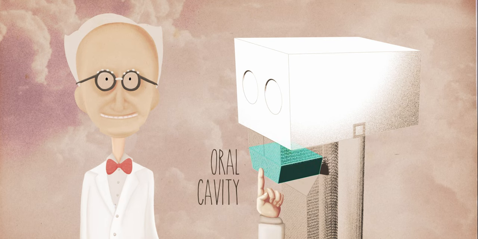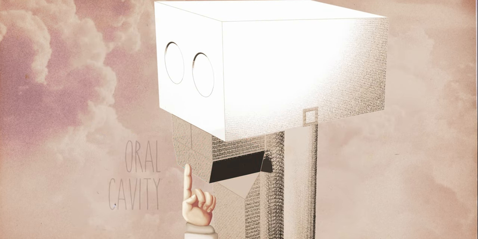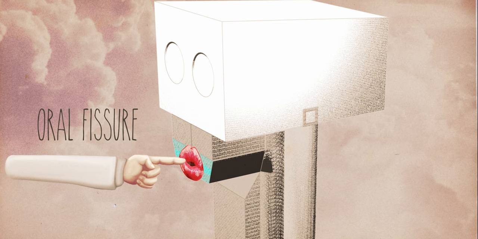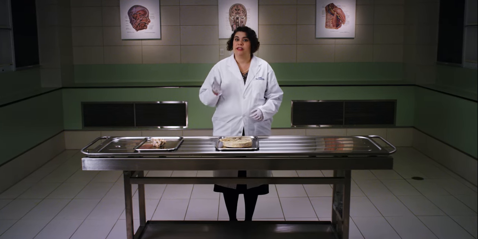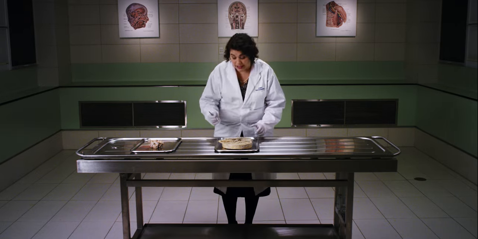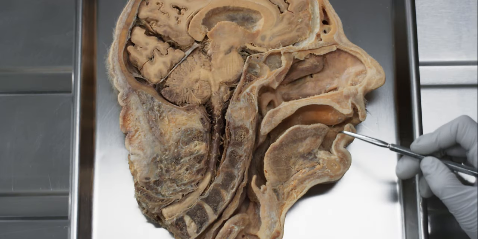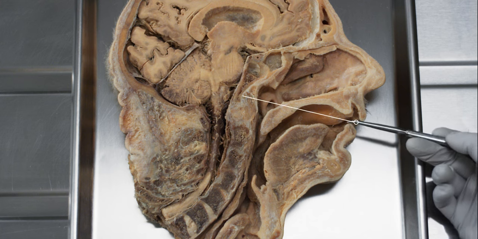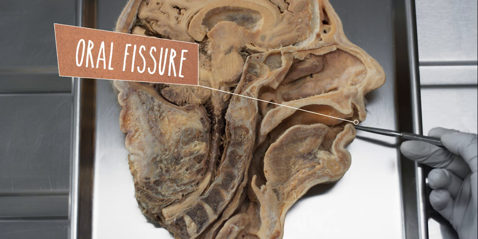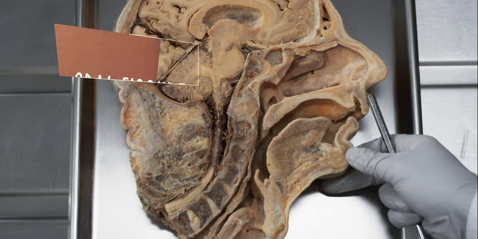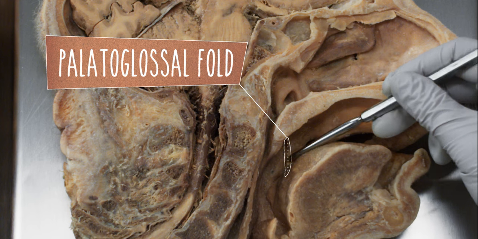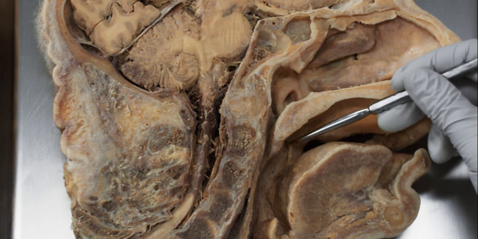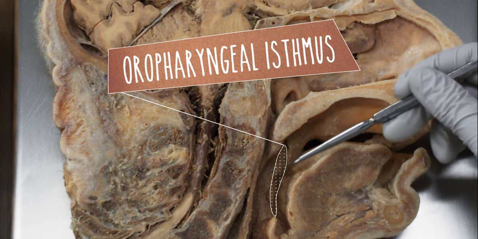cavity. Here's a representation of the oral cavity. It has an anterior opening, the oral fissure, between the lips, and a posterior opening, the oropharyngeal isthmus. In this hemisection of the head, you can see all the defining features of the oral cavity. Here is the oral fissure between the lips. The palatoglossal fold here is the landmark for the lateral boundary of the oropharyngeal isthmus.